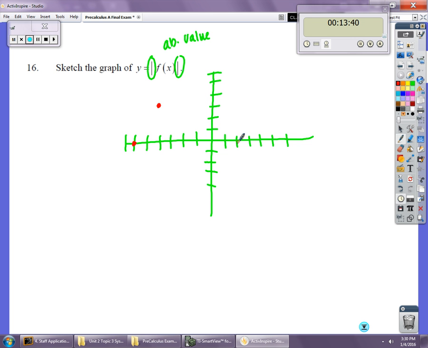Negative 4, 3. I think 2, 0 was 1. So this is the part that we weren't changing. I think it looks something like that. And then the part that was down here, that's probably a little too steep, is going to end up switching up like that.